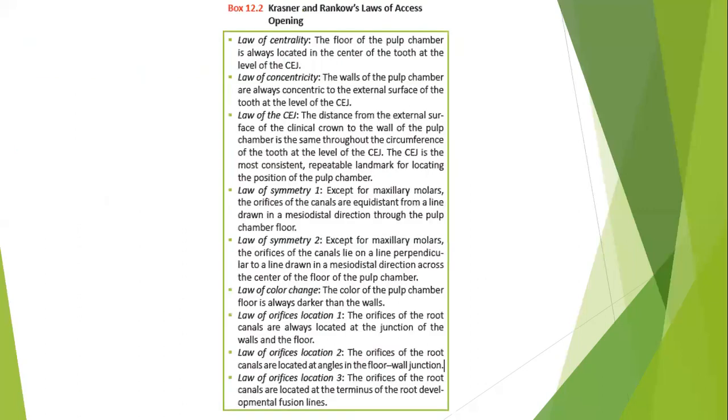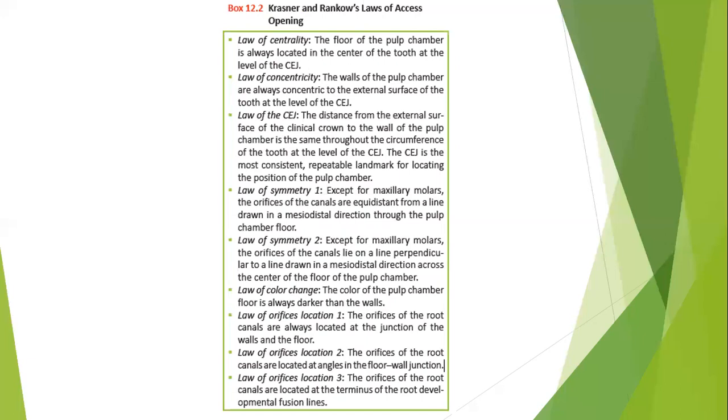And these are the 9 laws: law of centrality, law of concentricity, law of the cemento-enamel junction, law of symmetry 1, law of symmetry 2, law of color change, law of orifice location 1, 2, and 3. Law of centrality states that the floor of the pulp chamber is always located in the center of the tooth at the level of CEJ. Then law of concentricity: the walls of the pulp chamber are always concentric to the external surface of the tooth at the level of CEJ.